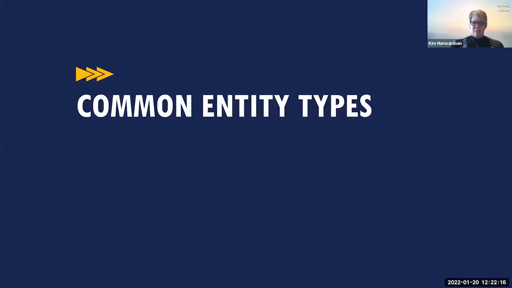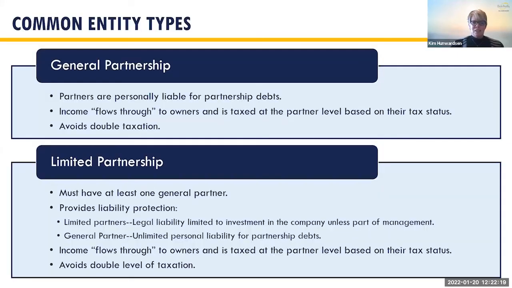All right, then we're going to move into some of these common entity types. And these aren't unique to exempt organizations. These are just very much the common entities. So general partnerships. There can be a general partnership and there can be a limited partnership. In these types of entities, partners remain personally liable for the partnership debt. The income within a partnership flows through to the partners. So a partnership isn't actually a tax-paying entity. It's partners that are subject to tax on any of the activities of that partnership. And the benefit of a partnership is that it avoids double taxation.